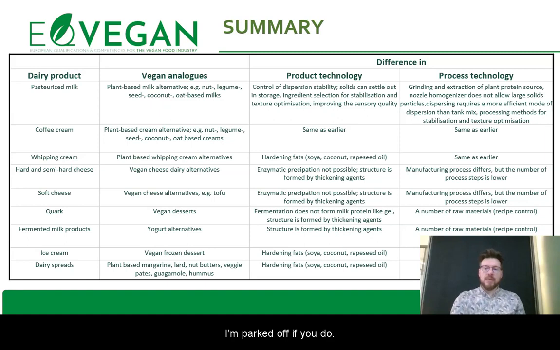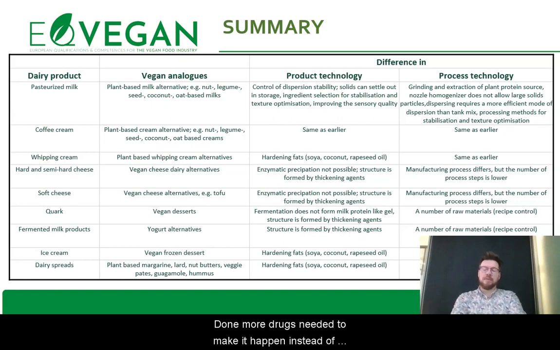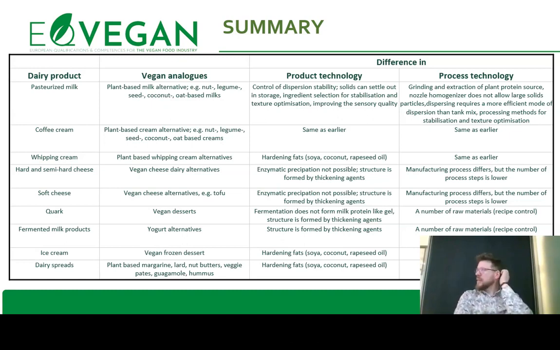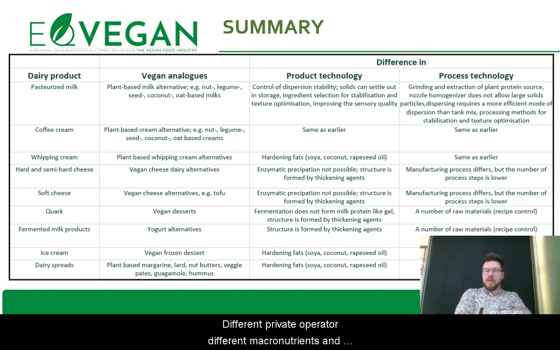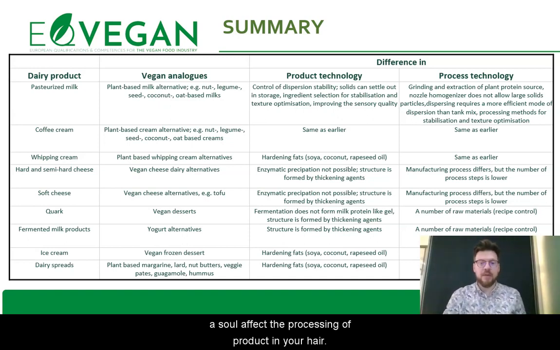But if you look at this part here, in the quark, where it is stated that because it has quite a lot more products needed to make it happen instead of milk, it also needs recipe control. So it's important to keep in mind what version of the recipe people were working on, and also because many of the batches of, for example, the broad beans are still done on quite a small scale, depending on the batch you might have different dry matter rate or different macronutrients, and these all affect the processing of the product in your production line.